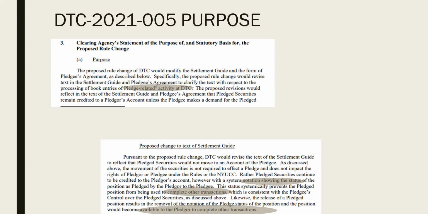Likewise, the release of a pledged position results in the removal of the notation of the pledged status of the position, and the position will become available to the pledger to complete other transactions. So basically what it's saying is once the collateral is pledged in the system, once it's systematically pledged, it cannot be used again until that notation is removed. So that is one critical add that they have done.